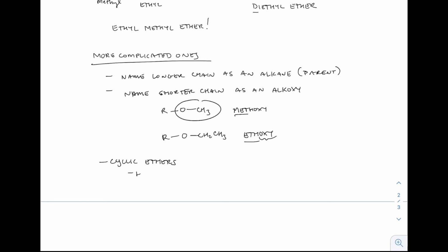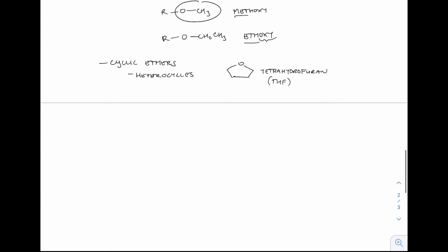So for cyclic ethers, it's just something that I want to point out. These, again, are heterocycles, meaning that they have a heteroatom, or something other than carbon or hydrogen in it. And so this one is really popular, super common, tetrahydrofuran, and this is also abbreviated as THF. And so that's a polar aprotic solvent that we see or will see more, okay? So just pointing that out for you.